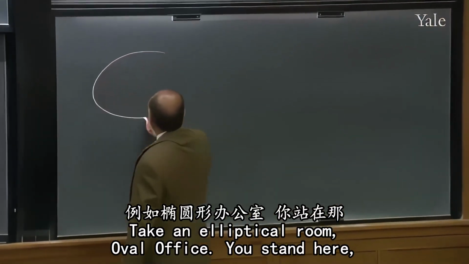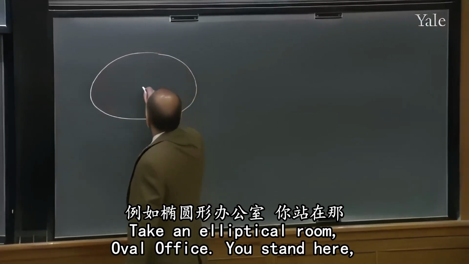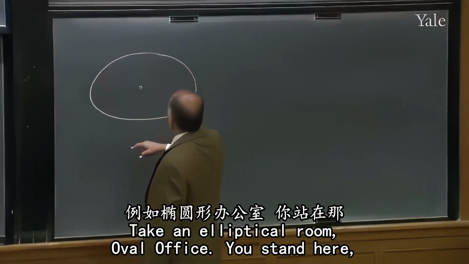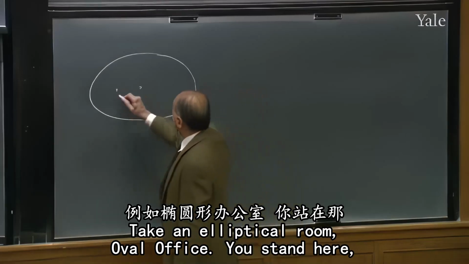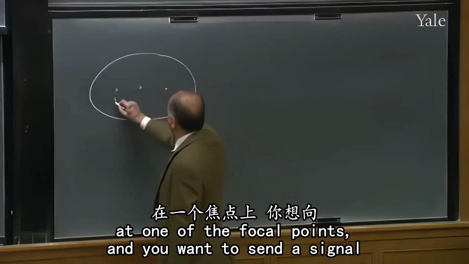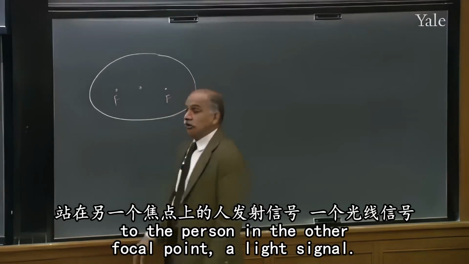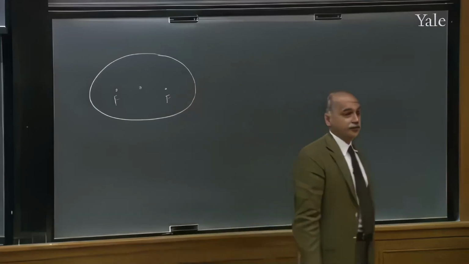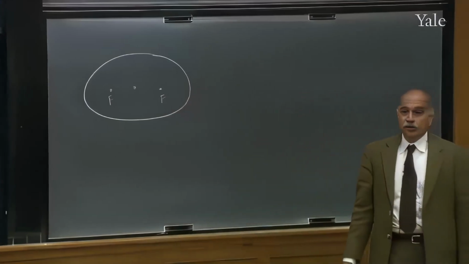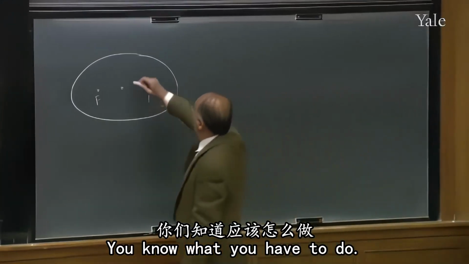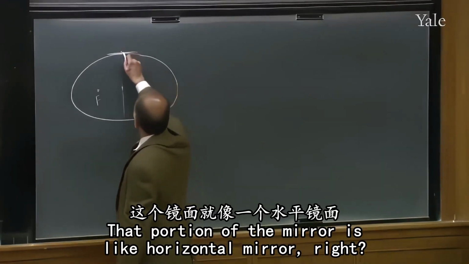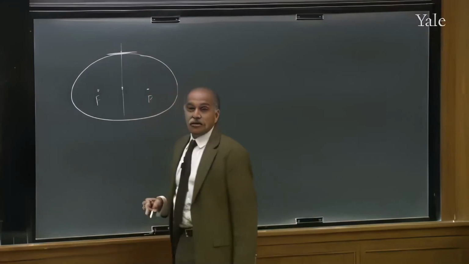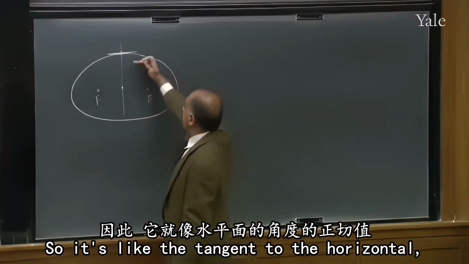Take an elliptical room, Oval Office, okay? You stand here at one of the focal points, and you want to send a signal to the person at the other focal point, a light signal. You know what you have to do. That portion of that mirror is like a horizontal mirror, right? So it's like the tangent to the horizontal.